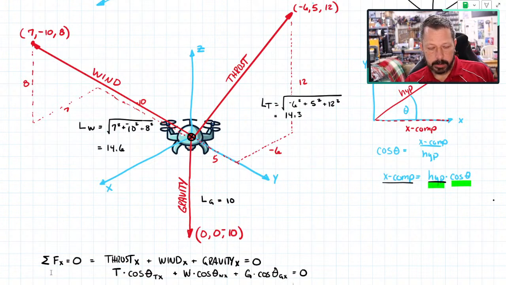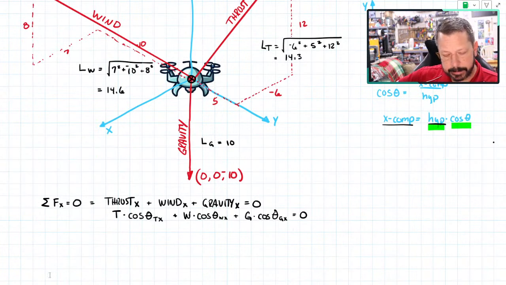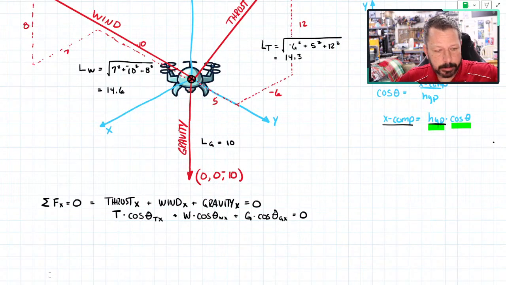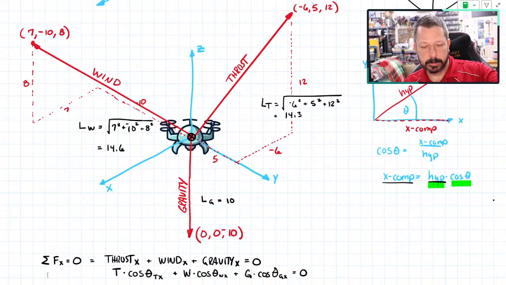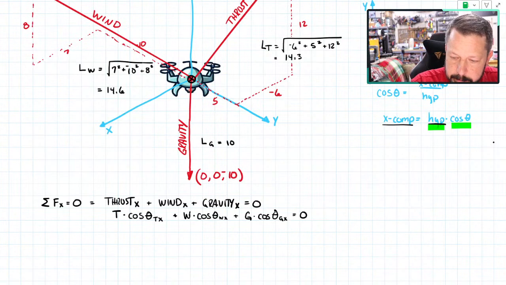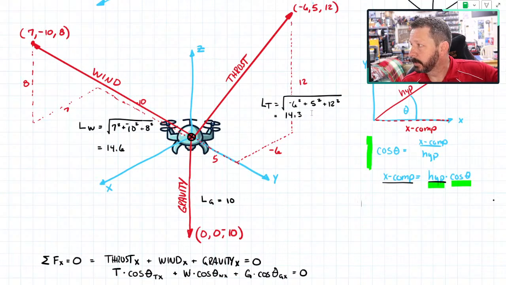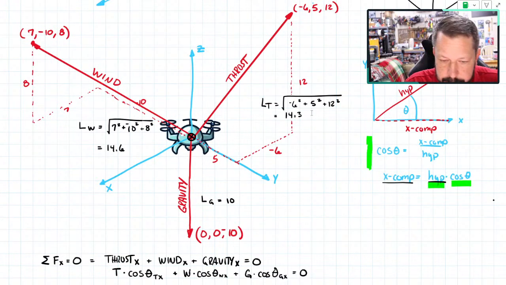Okay? That's getting closer to useful, but it's still not quite useful enough. I need all these, cosine theta tx, cosine theta wx, cosine theta gx, I need an actual number for them. I have all the information in this picture to calculate those cosines. So let's look at the definition of a cosine. Cosine of theta, any theta, I wrote x component, but the generic definition is what?